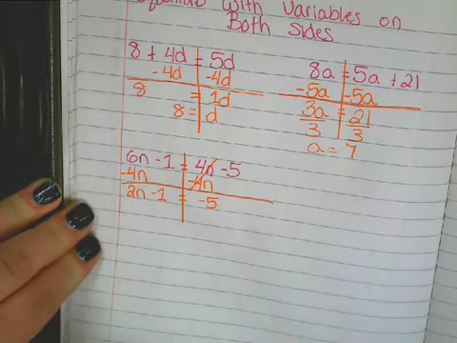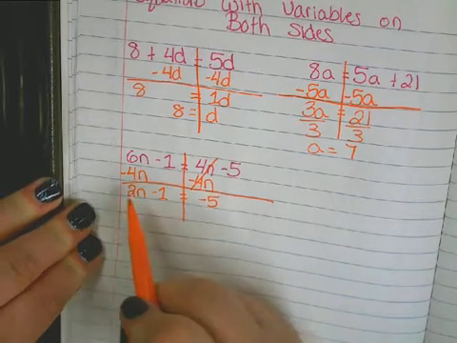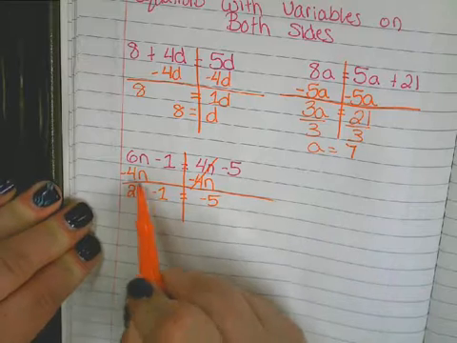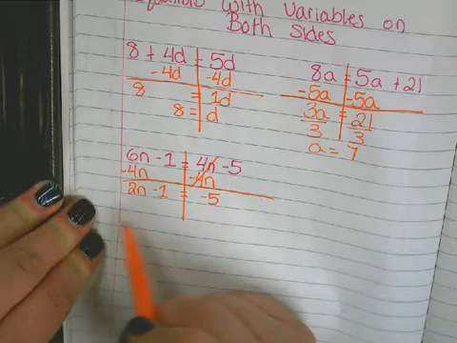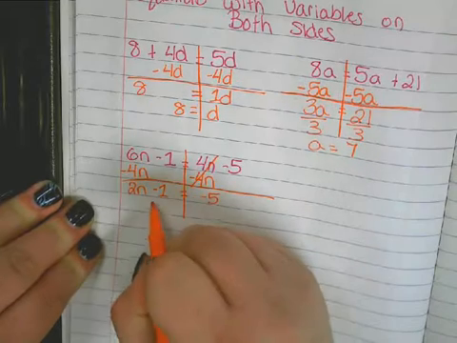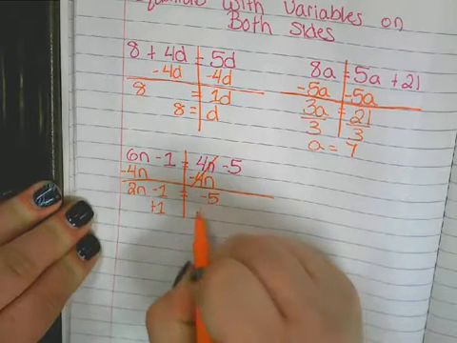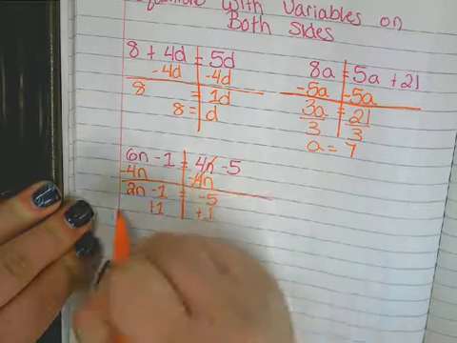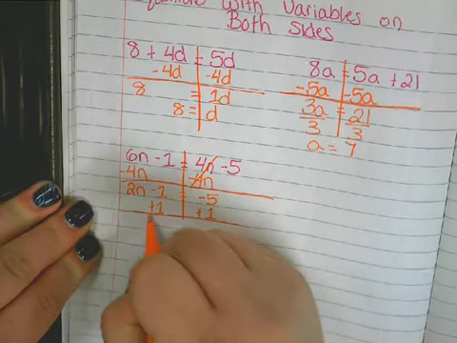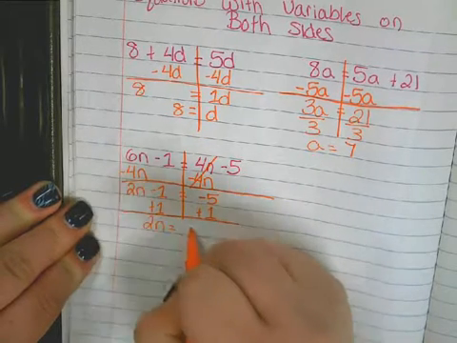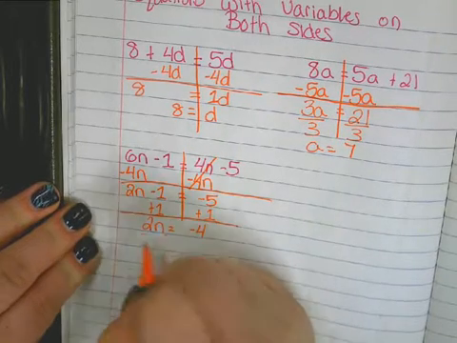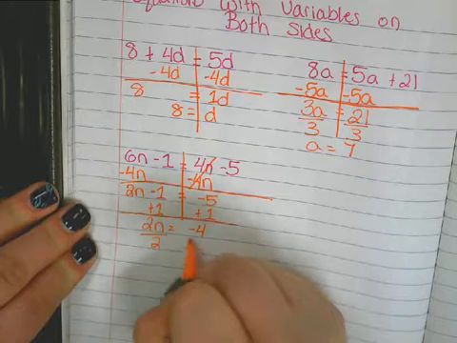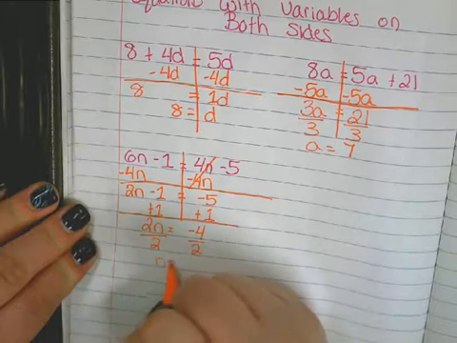Okay? So now my variable is on this side, so I don't want to move that variable again, but I want to keep it on that side. So I'm going to add 1 to get that away from it. So I have 2n is equal to 4. And then you just divide by 2, so n equals negative 2. That was one negative number.